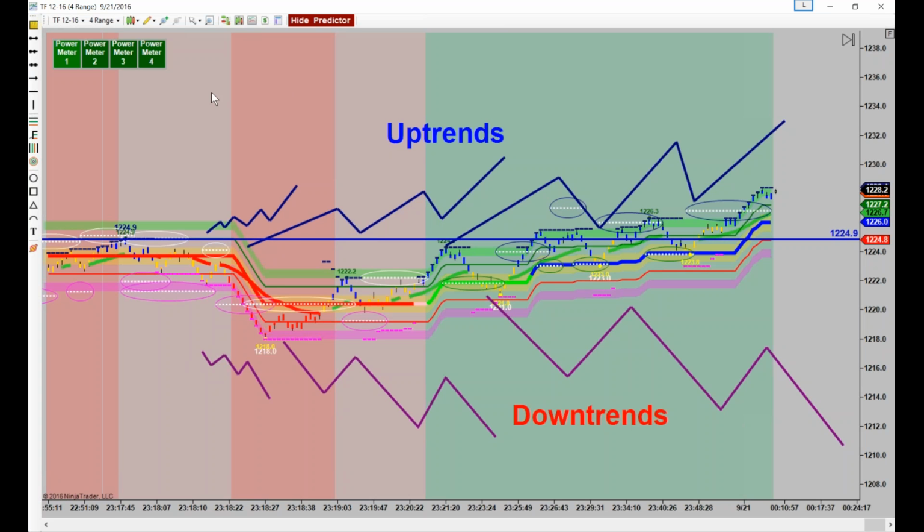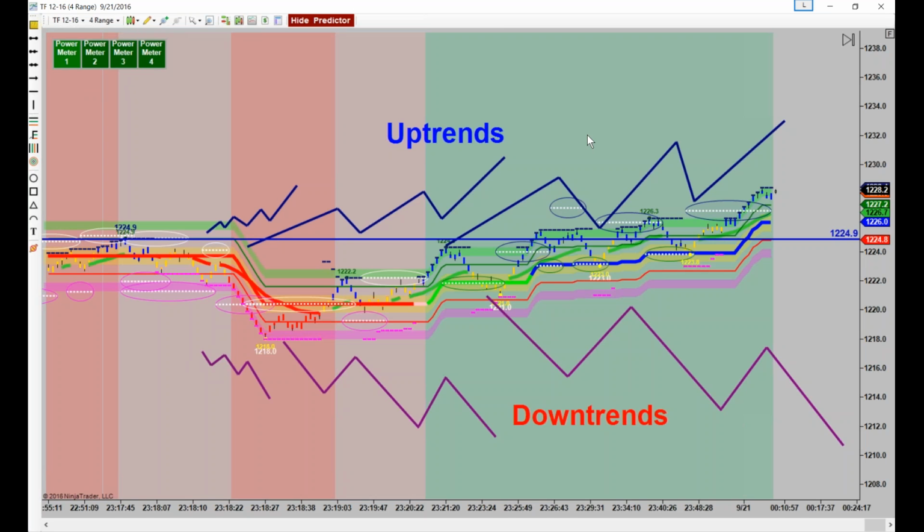Now I don't pay as much attention to this trend, this power meter 4, as I do to this trend, and this trend. Those I pay attention to big time, okay? Because the whole idea is you want to stay with the trend as much as possible, because you're going to get beat up if you don't.